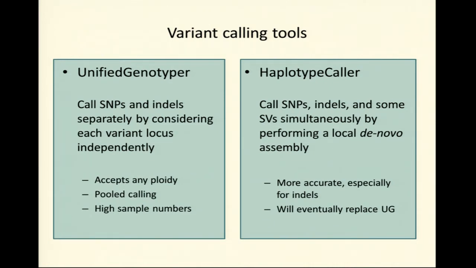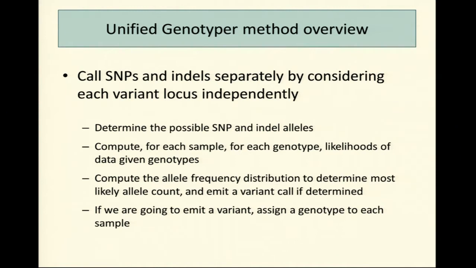The advantage that haplotype caller currently has is that it's more accurate, especially when you're dealing with indels or, for example, large events. So eventually haplotype caller will be just the tool for variant calling, but that's going to still take some months to get there. So I'm going to describe now more or less the basic principles of unified genotyper so that people know what goes under the hood when you run it.